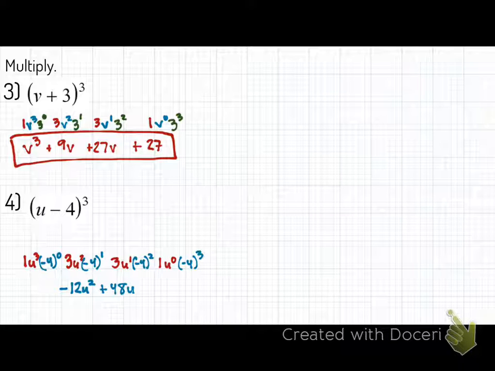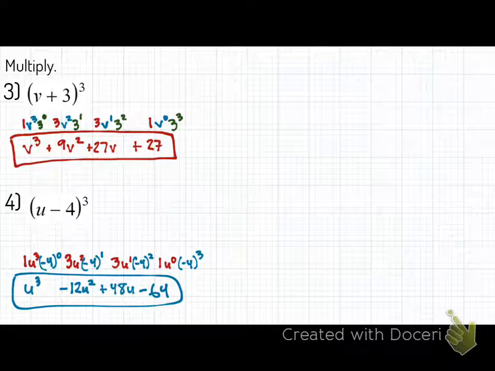What's the answer? Someone raise your hand and volunteer. Victor's got it. Victor, go. I can try. Okay. Negative u to the third minus 12u squared plus 48u minus 64. Okay. Let's look at this first term. What's anything to the 0 power? 1. So what's 1 times 1? 1 times u to the third? Oh, it's not negative, right? Good. And then the last term is negative 64.